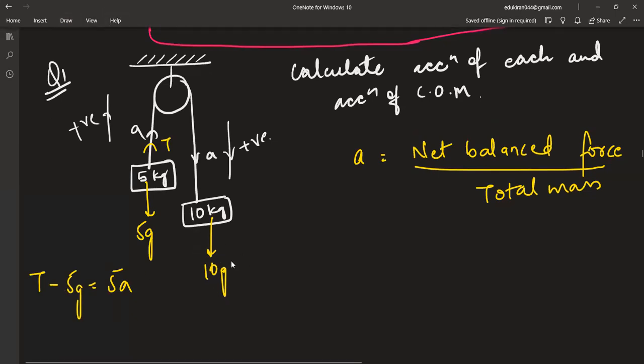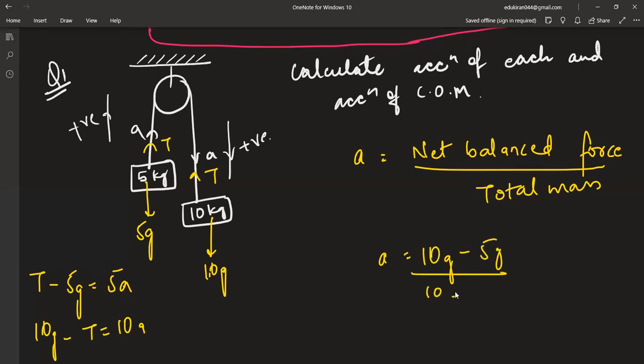So this is downwards. Here tension is acting upwards. So towards the acceleration, we take it as positive. We have done this in detail in laws of motion. So 10g minus T is equal to 10a. You have both of these equations, use and find acceleration, or simply use net balance force, which will be 10g minus 5g.